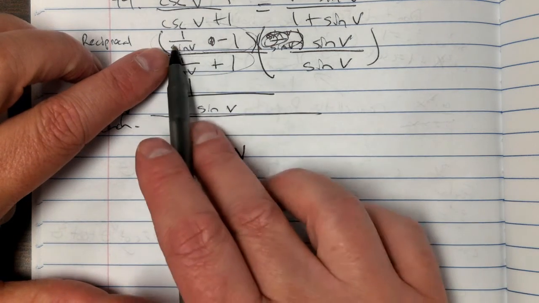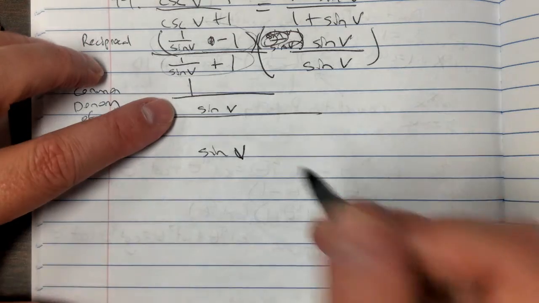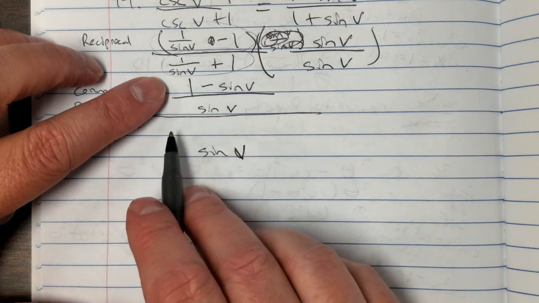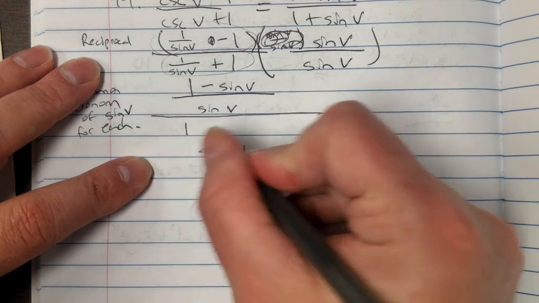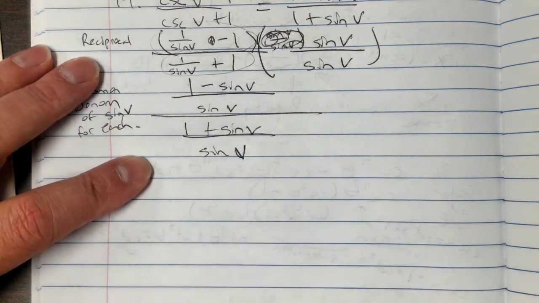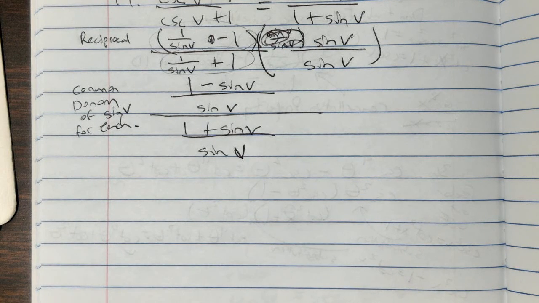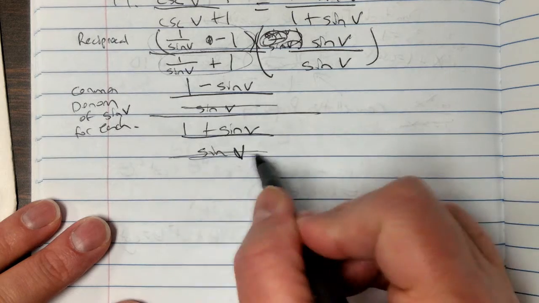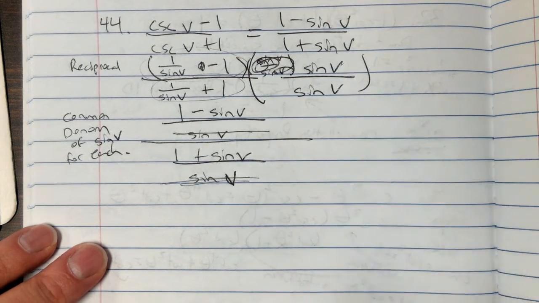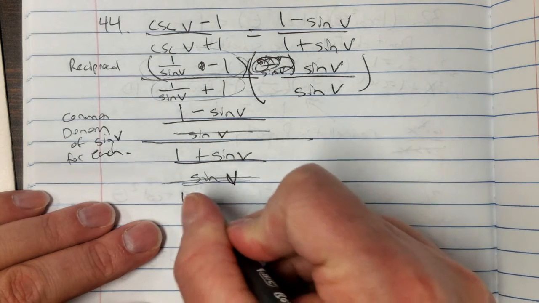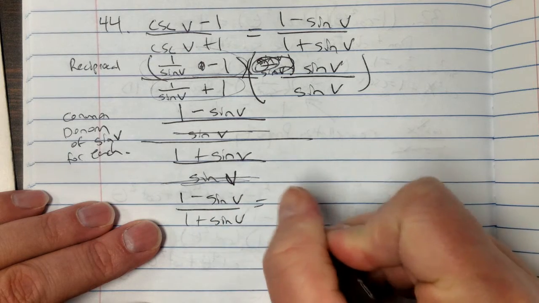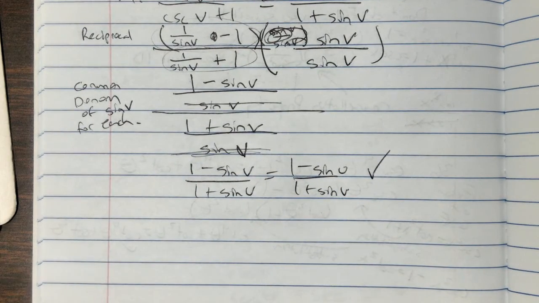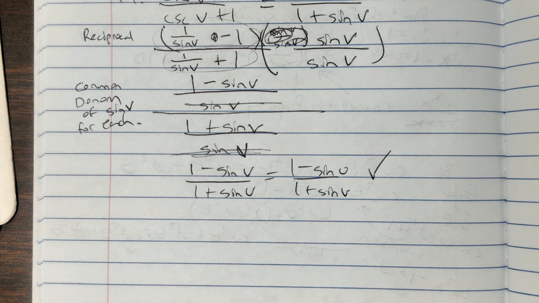So multiplying sine times the top turns into 1, and then minus sine v. And on this one, multiply this sine v by the bottom. And so that turns into 1 plus sine v. Okay, very good. And then when we do that, these two terms cancel. And that's what our goal was, because we have 1 minus sine over 1 plus sine. So this is 1 minus sine v over 1 plus sine v. And it worked. So it's basically multiply by 1.